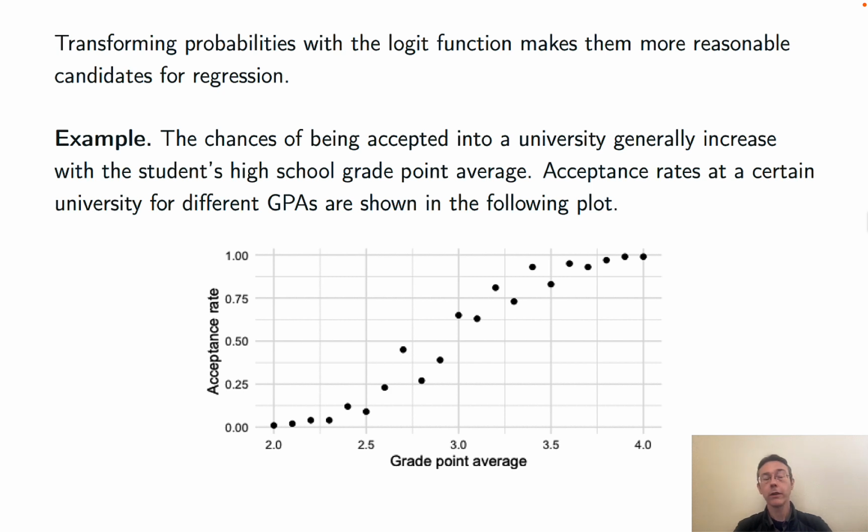Acceptance rates at a certain university for different GPAs are shown in this plot. And here I've incremented grade point average from 2 to 4 in increments of 0.1. And we see the acceptance rates generally increase, going from just a little more than 0 to almost 100%. And you can see a sort of characteristic S shape. That'll show up a lot of times when you're modeling a binary response variable, so essentially getting proportions of successes and failures, in terms of a quantitative explainer.